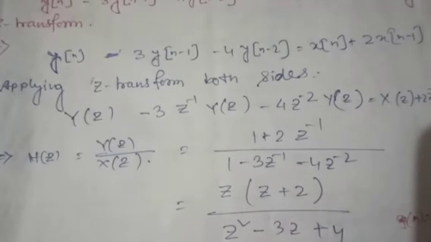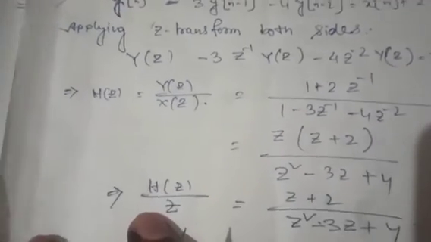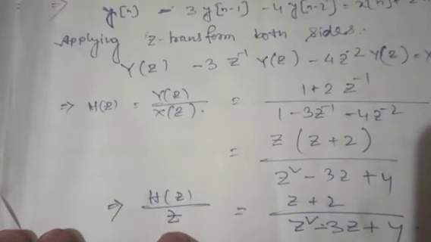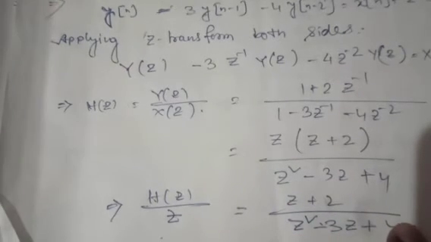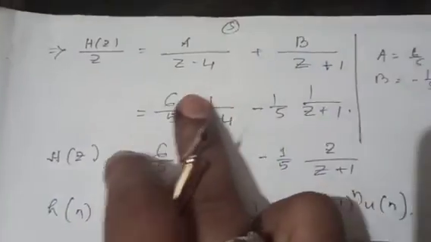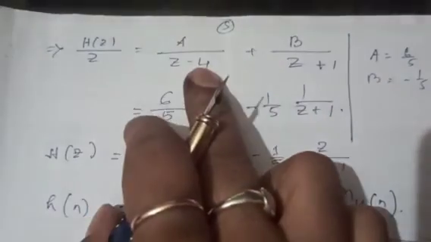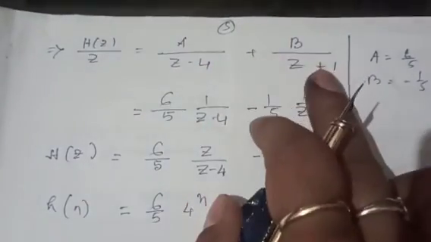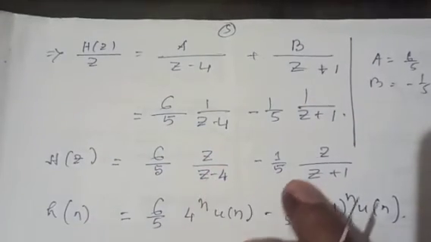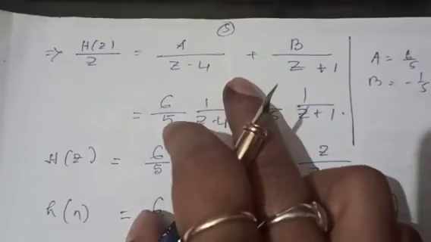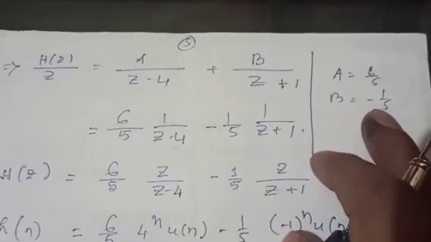So in the denominator, this z will go to that side: h of z divided by z, for the partial fraction method. So z plus 2 over z squared minus 3z plus 4. The factors will be z minus 4 and z plus 1. So h of z divided by z will be a by z minus 4 plus b by z plus 1. Now if we solve it out for a and b, you will get a equal to 6 by 5 and b equal to minus 1 by 5.